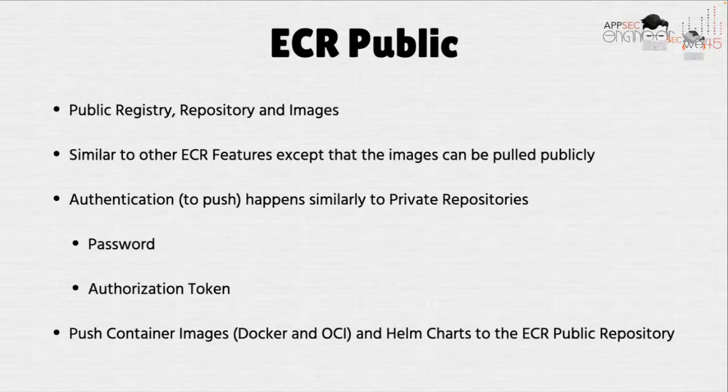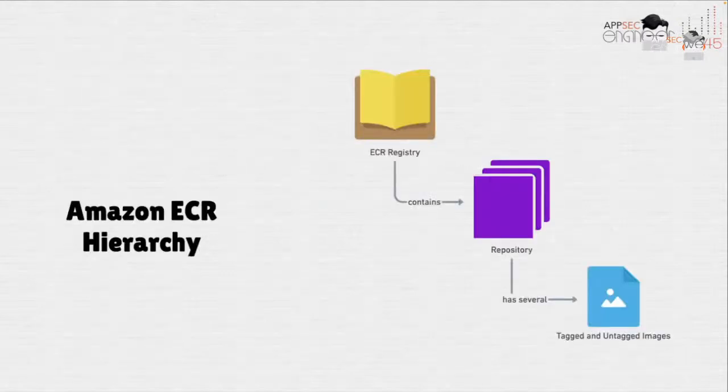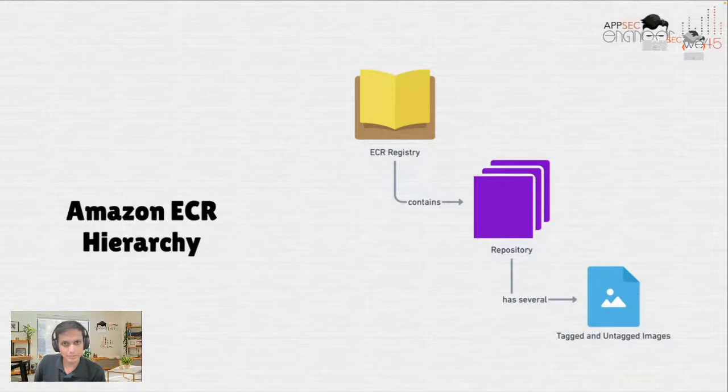So with that, let's understand the ECR hierarchy and quickly get into the very first attack of the day. Typically your ECR registry is going to have multiple repositories, and each of these repositories can have several tagged or untagged images. So this is how it works: you have your registry, inside your registry you can have multiple repositories, and inside your repository you can have multiple images.